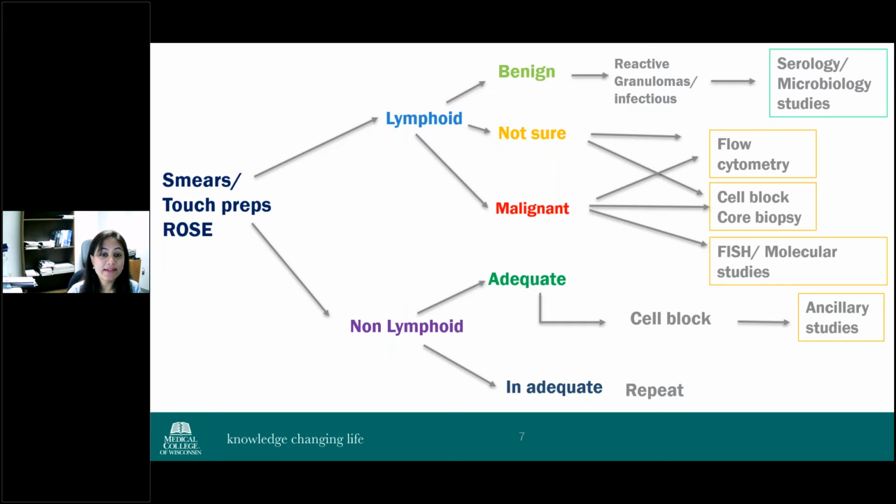When we see a clearly malignant lymphoid sample, in that case, flow cytometry, a cell block, a core biopsy, and making sure that we have adequate material for FISH, for molecular studies, for any gene rearrangement studies, that would be essential. So this is just a simplistic diagram.